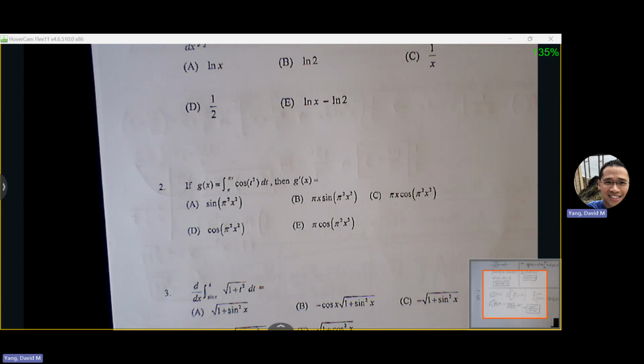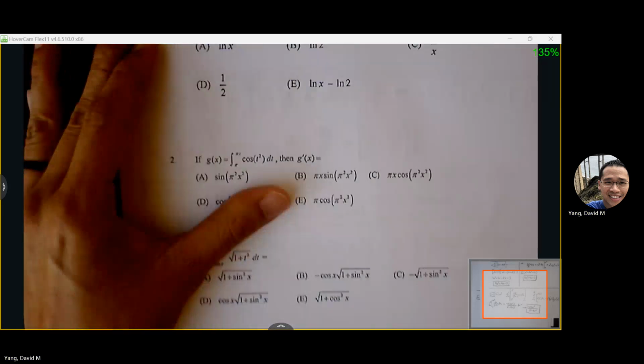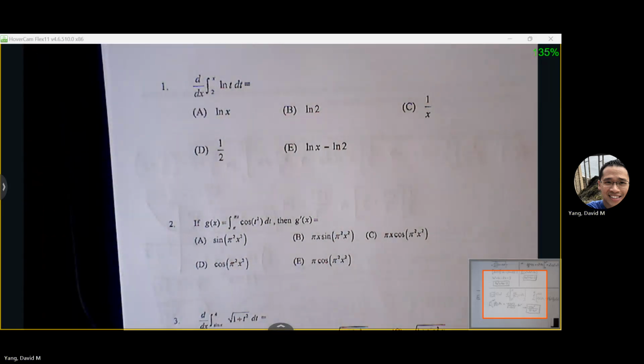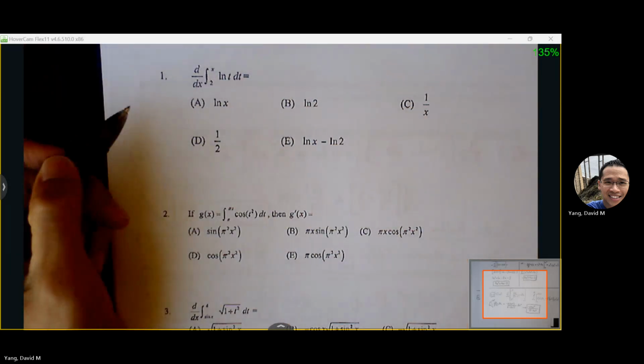Okay, so these are just some problems I picked from practice AP exams. And these all kind of highlight second theorem in many ways here. So let's try some of these problems. Number one.